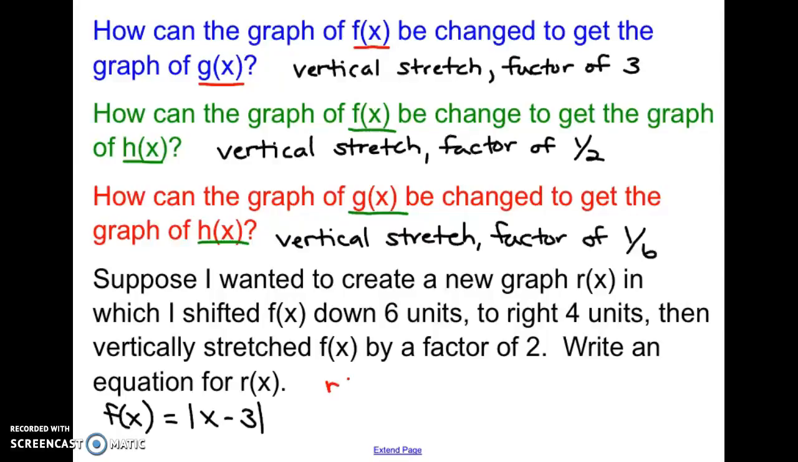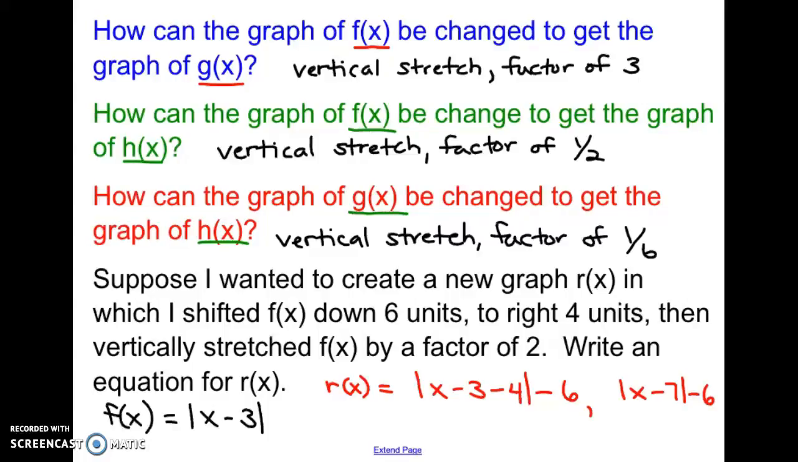So r of x. Let's take care of the vertical and horizontal shift first. Okay? So originally, here's the original problem. To shift it to the right 4 units, remember, that's going to go inside of the parentheses or absolute value signs. If you want to shift to the right, you're going to subtract 4. And then it's vertically shifted down 6 units. So vertical shift is at the end. So down 6 at the end. So right now that's the same as x minus 7 minus 6. Okay, so that takes care of the horizontal and vertical shift.